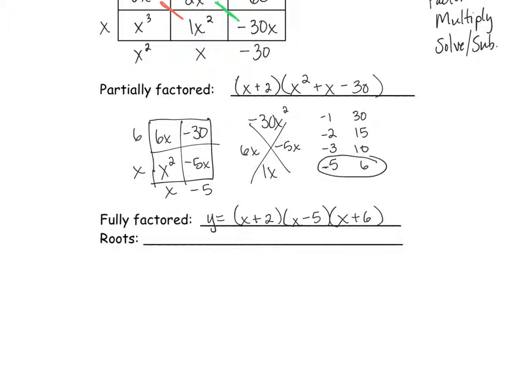Then to find my roots, I look at what makes each of those factors equal to 0. So x plus 2, if I want to set that equal to 0, I'm going to get x equals 2. Sorry, negative 2. So one of my roots is going to be negative 2, 0. That's a point on the graph. My next root is going to be what makes x minus 5 equal 0. That's going to be a positive 5. So 5, 0. My next root, x plus 6 equals 0. So that's going to be negative 6, 0. So those are my 3 roots.